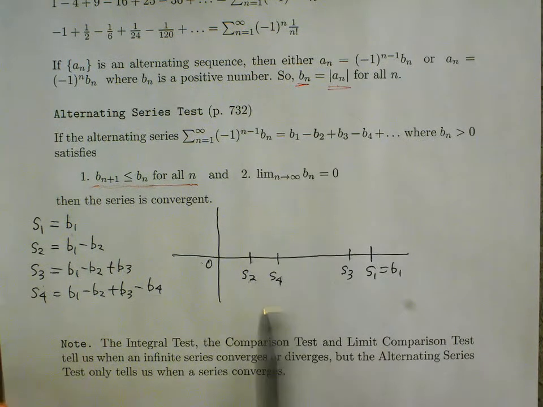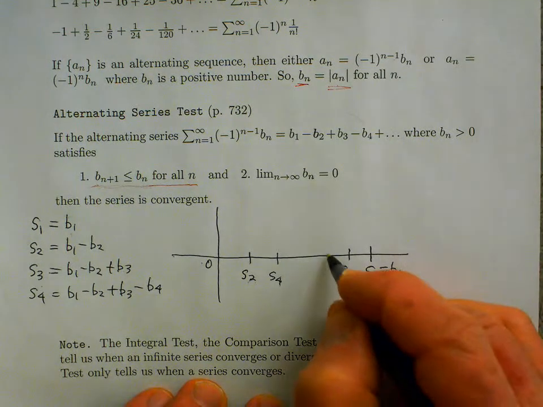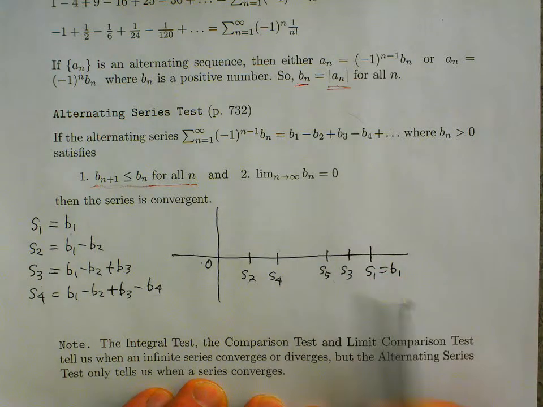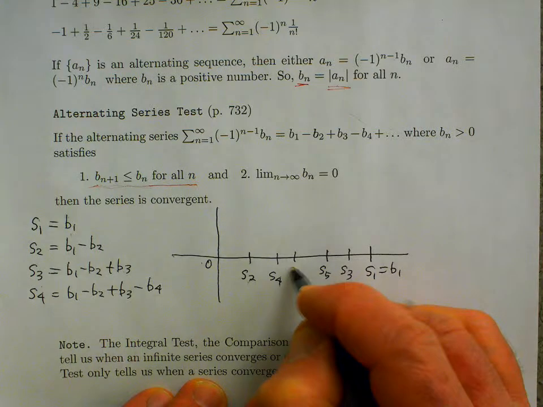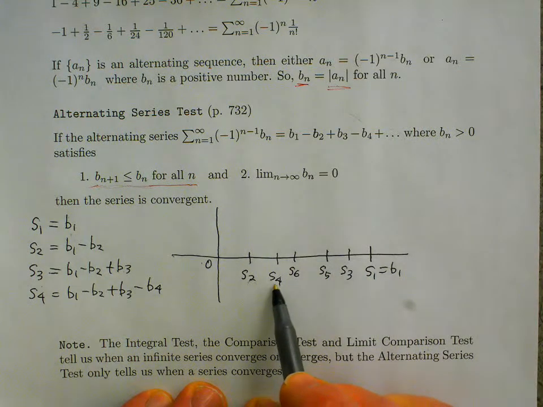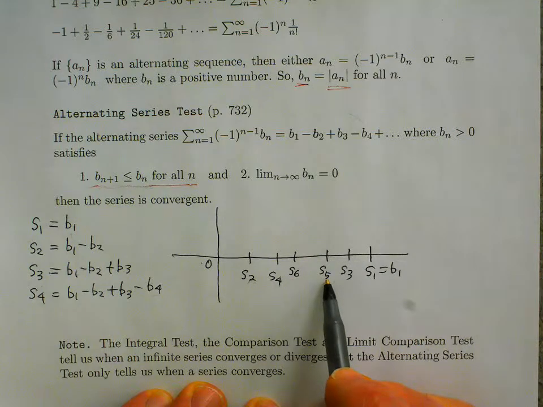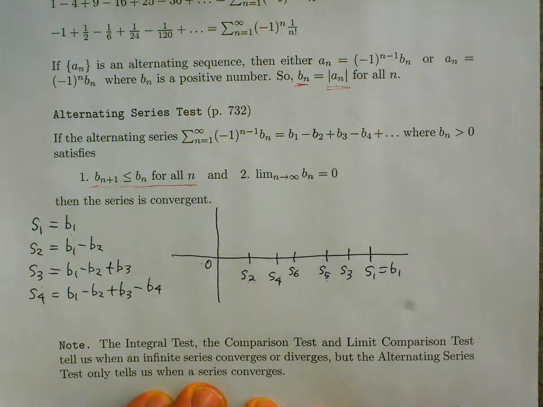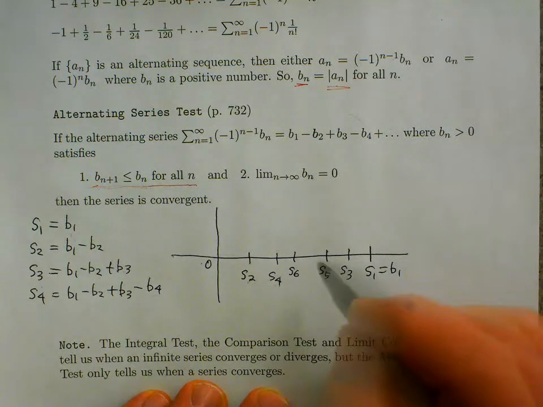So if we continue this, I'll just write in a couple more. S sub 5 will be to the right of S sub 4, but to the left of S sub 3. S sub 6 will be to the right of S sub 4, but to the left of S sub 5, and so on.